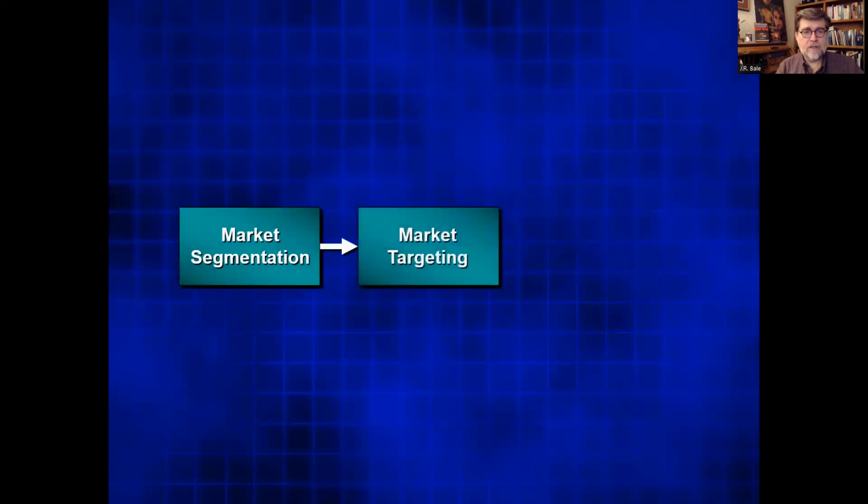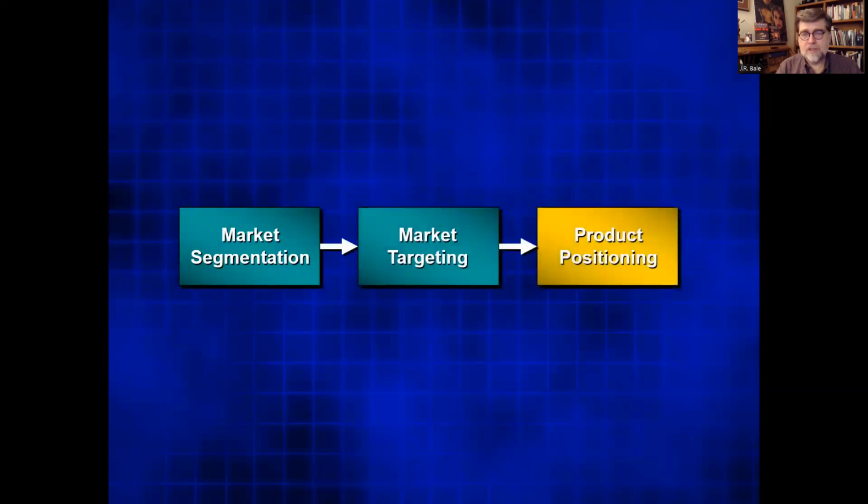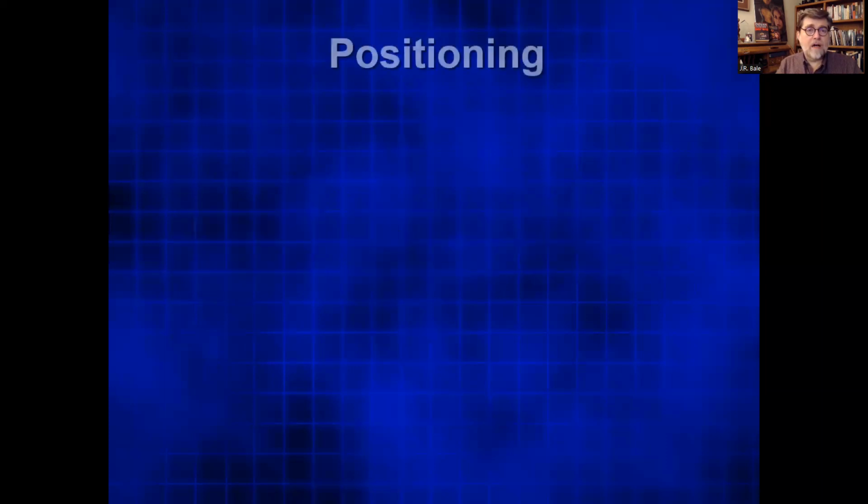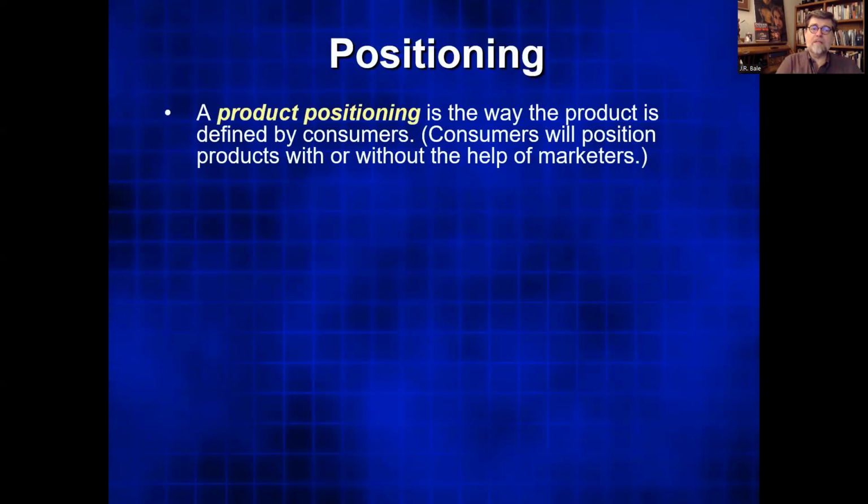And finally, we get to our last segment, which is product positioning. After we've divided our market up into segments, we've chosen those segments we've decided to serve. Now we have to position our product for those target markets, or target market segments. Positioning is the way the product is defined by consumers. It's very important. It's the way the consumer defines it. And the consumer will position products with or without the help of marketers.